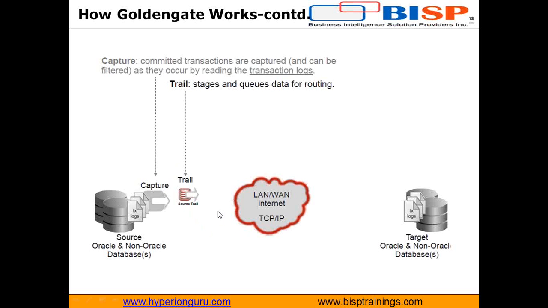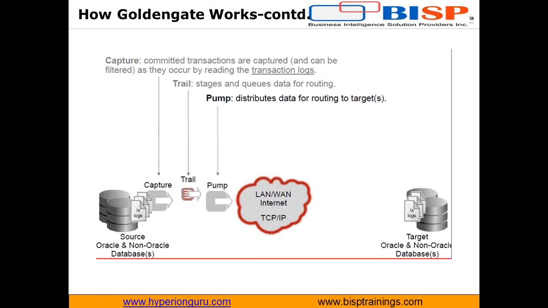Now trail files, as they exist on the source system, are known as a source trail file, or you could also call them a local trail file because they are local to your source. The capture process reads your transaction logs, captures the committed transactions, and writes them to your source trail file. Source trail files are binary format trail files, just like your archive log files, you can say.